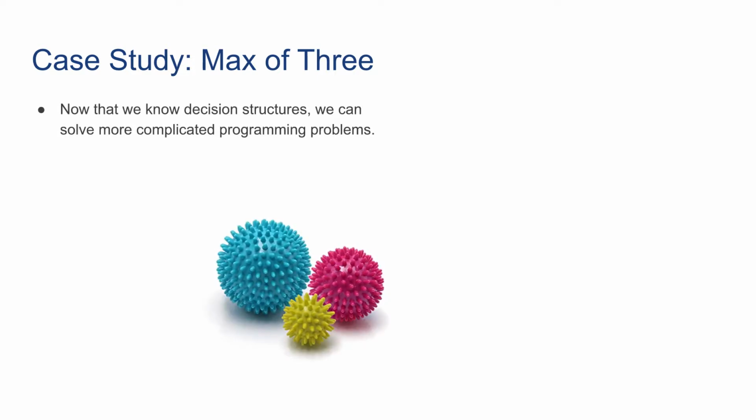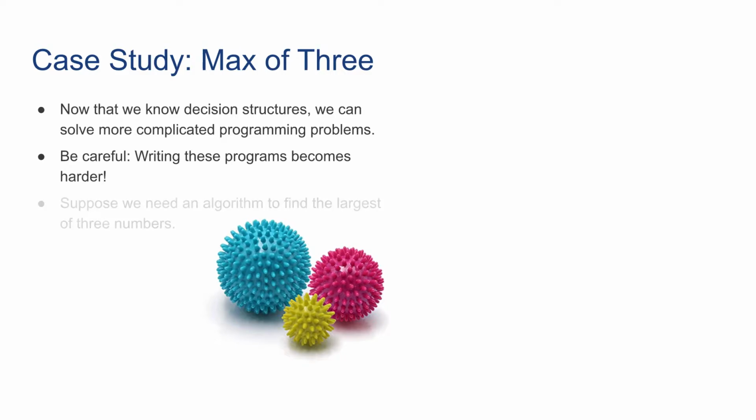Now that we know how to use the decision structures, we can solve more complicated problems. And be careful, writing these programs becomes harder. And then here, we suppose we need an algorithm to find the largest of three numbers. And let's look at the starter code.